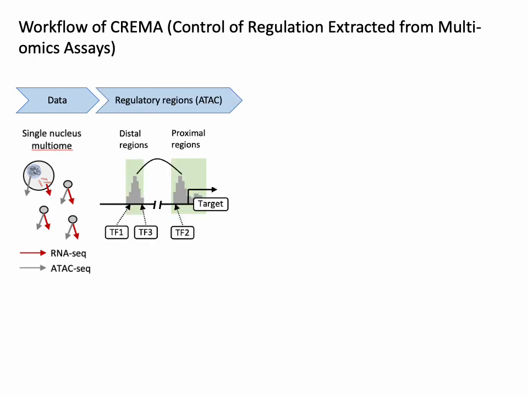We first select candidate regulatory regions by looking at the ATAC modality. The candidate regions include both the proximal and the co-accessible distal regions. We also use motif analysis to find potential binding sites of TFs in these regions.